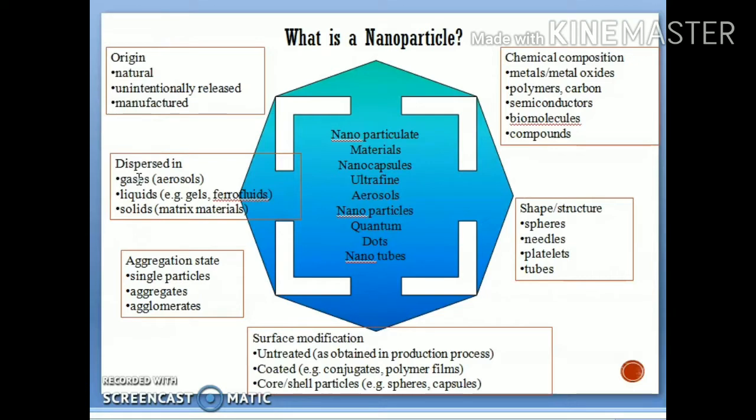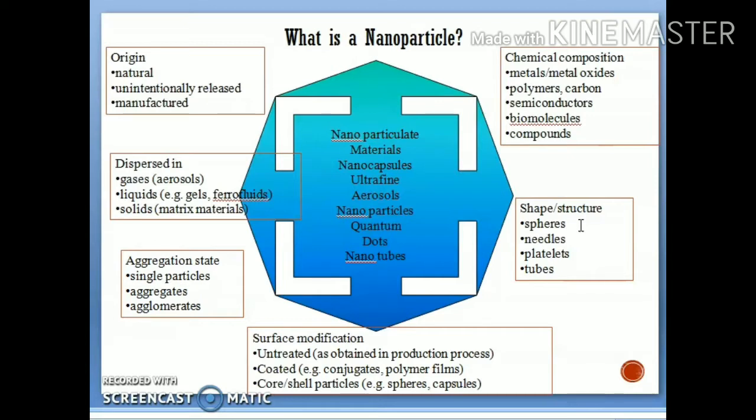Let us now discuss the different shapes and structures of nanoparticles. The shape of nanoparticles may be spheres, needles, platelets, tubes. For example, a carbon nanotube, and for a sphere we can take the example of fullerenes.